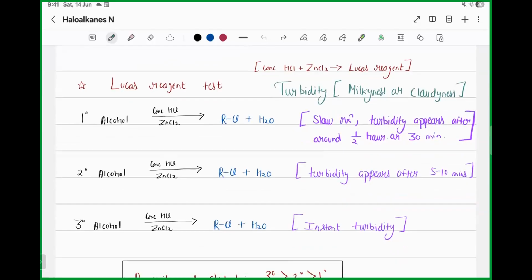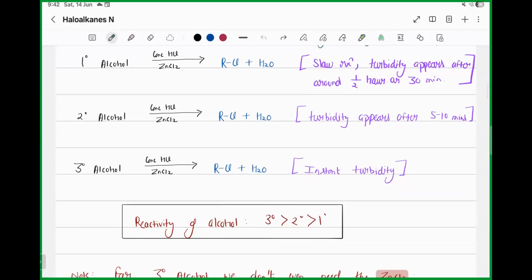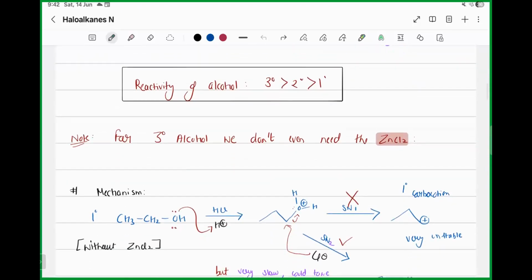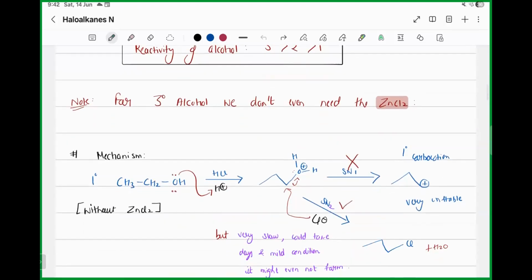So how are you going to check whether it is 1 degree, 2 degree, or 3 degree alcohol? Sir, for 3 degree alcohol, the milkiness will come instantly, for 2 degree it will take some time, and for 1 degree it will take a lot more time. Correct. If it does not come, then we have to use heat. The reactivity of alcohols is 3 degree, then 2 degree, then 1 degree. Why? We also talked about this because we basically have two types of mechanism, SN1 and SN2, that we will discuss in detail as we move ahead.